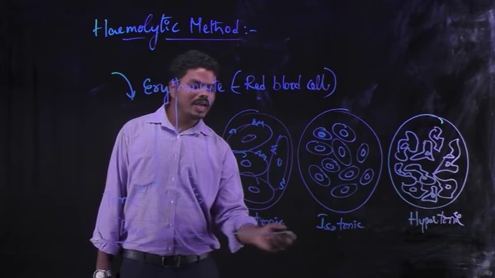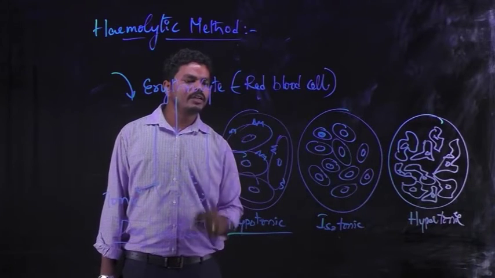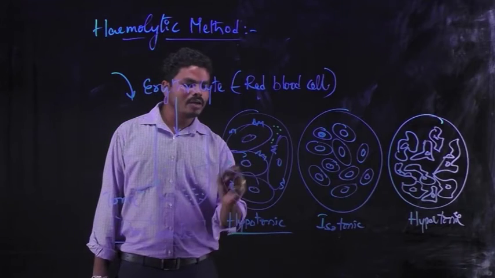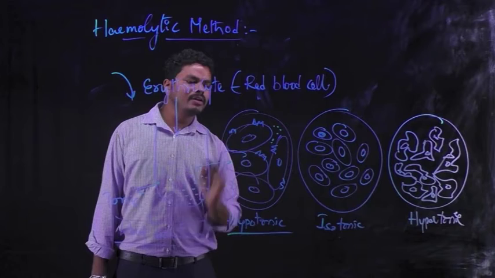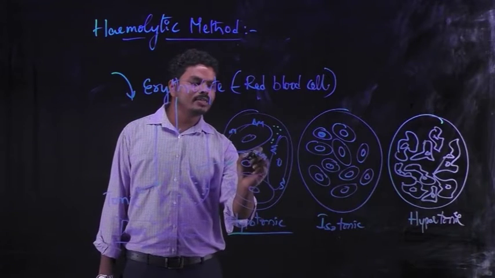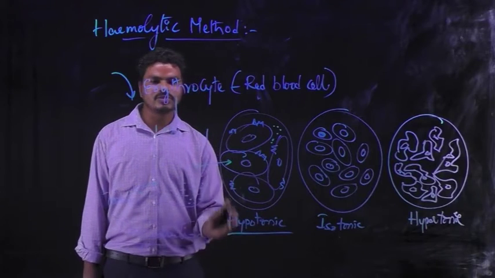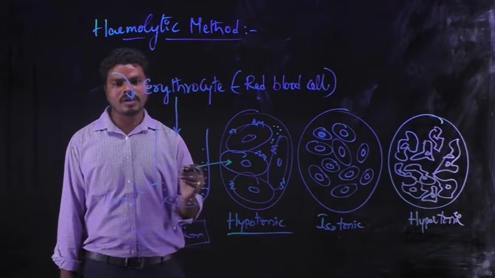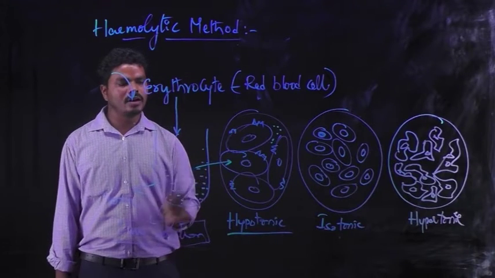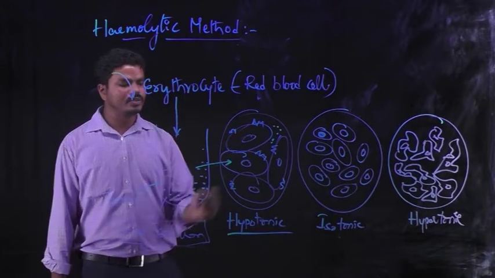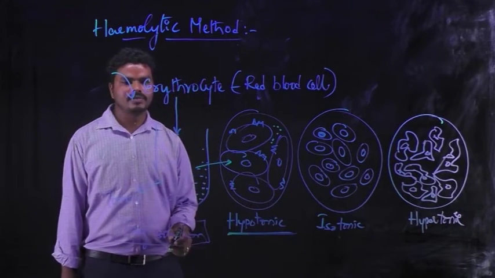If the solution has less osmotic pressure than the osmotic pressure of the red blood cells, then the solution passes into the red blood cells, the red blood cells become bulky and eventually they are subjected to bursting. That happens in the case of solutions which have less osmolarity compared to the osmolarity or osmotic pressure of the red blood cells. Those types of solutions are termed hypotonic solutions. Okay.